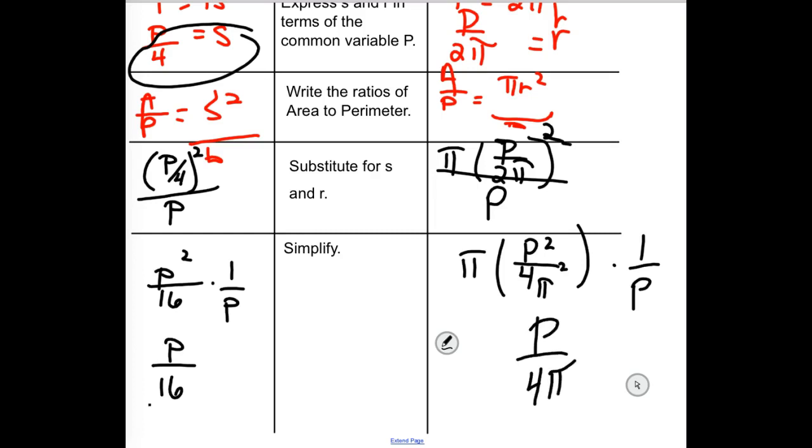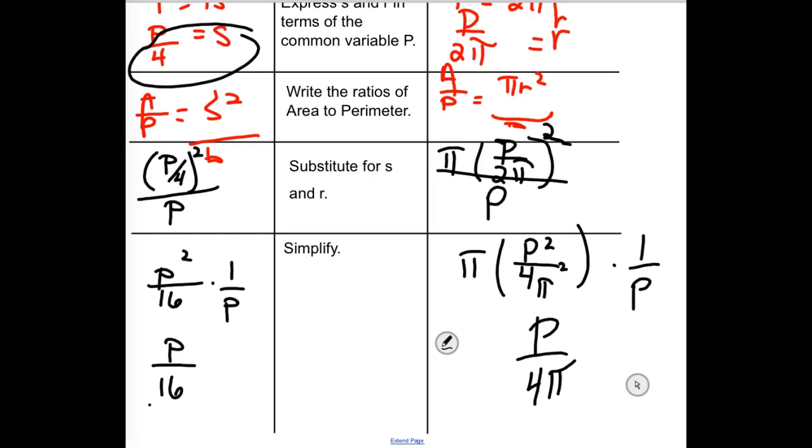Over here, we've got pi times P squared divided by 4 pi squared, all divided by P. Dividing by P, we said, was the same as doing what? Multiplying by 1 over P. So can we reduce out one of the P's? And could we reduce out one of the pi's? So we end up with P divided by 4 and 1 of the pi's. What is 4 times pi, roughly? 12 point something.